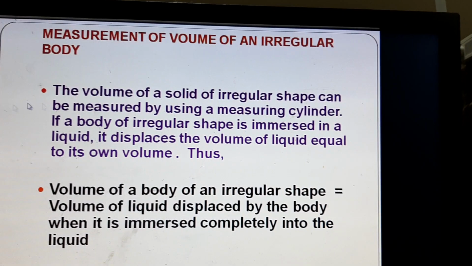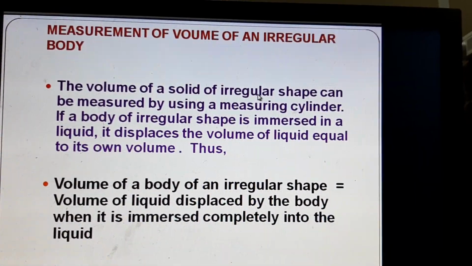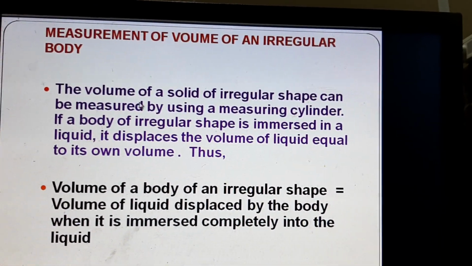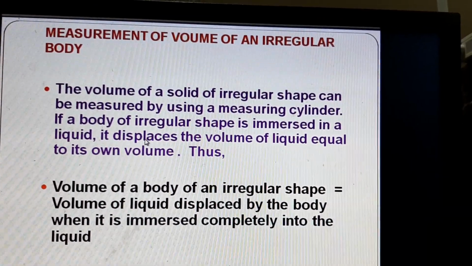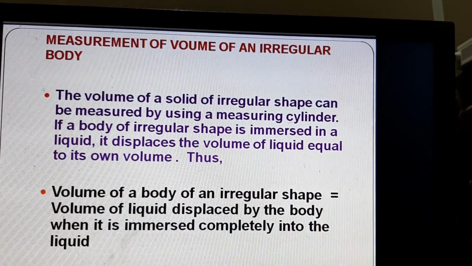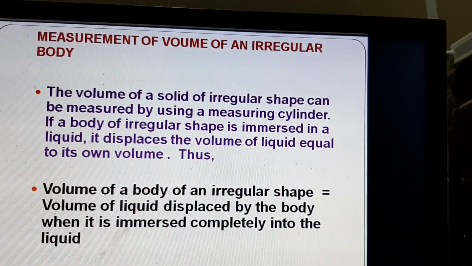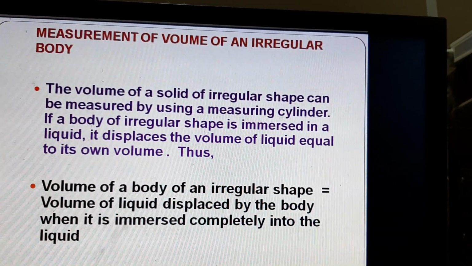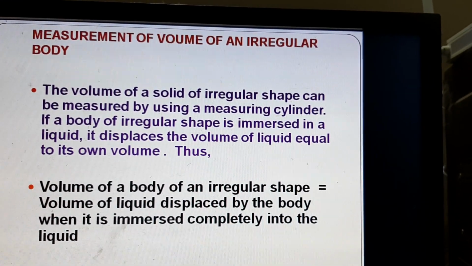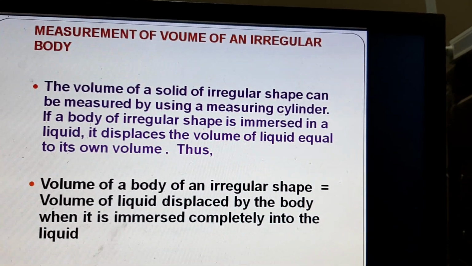So let us see, the volume of a solid of irregular shape can be measured by using a measuring cylinder. If a body of irregular shape is immersed in a liquid, immersed means dipped in a liquid, like if you go into the swimming pool, the level of water in the swimming pool will increase. And how much water will rise up? Equal to your own volume, because you are going to take up that space in the water.